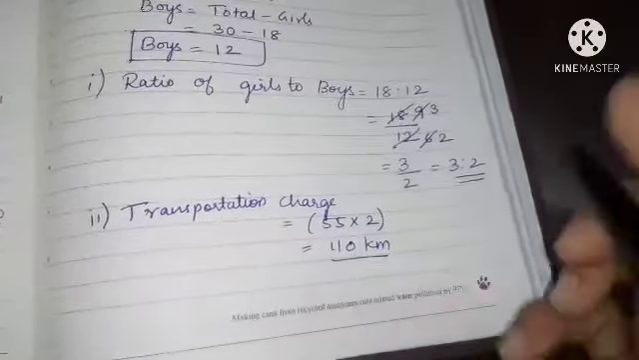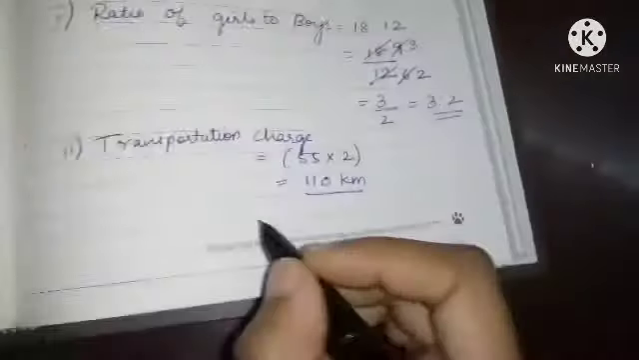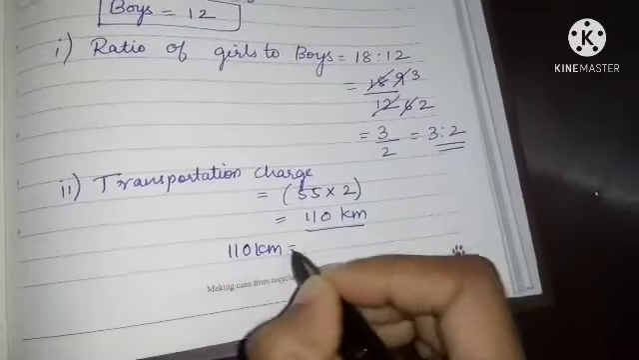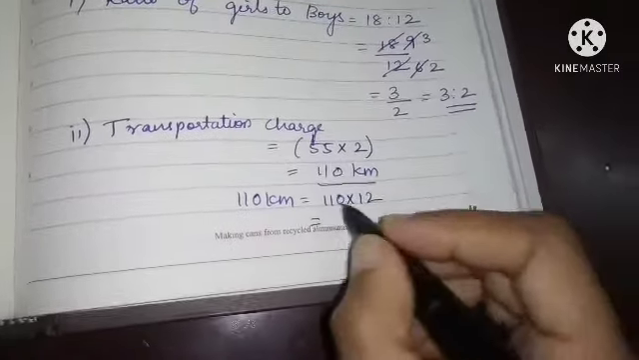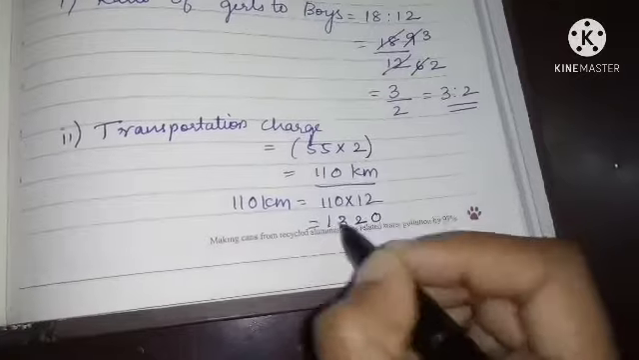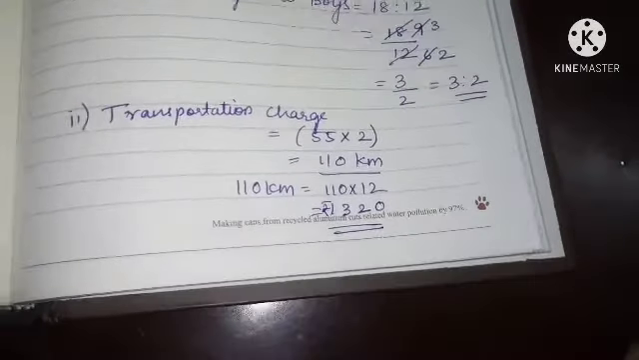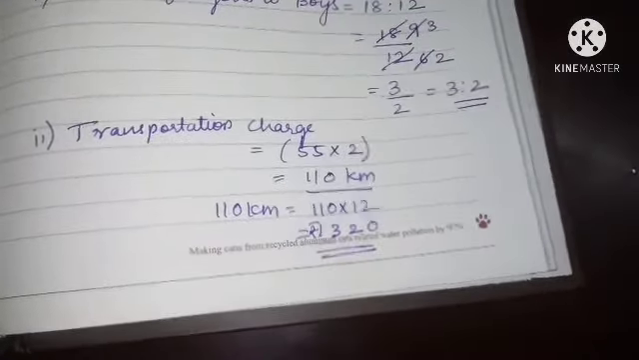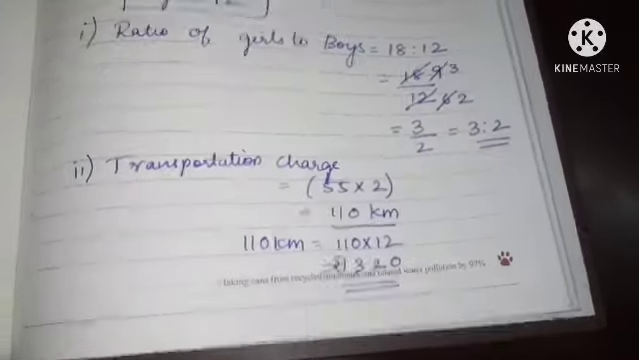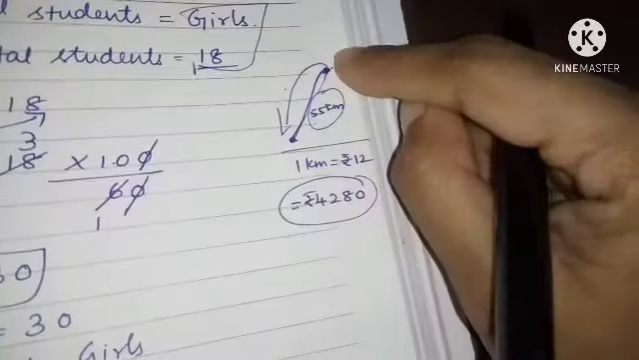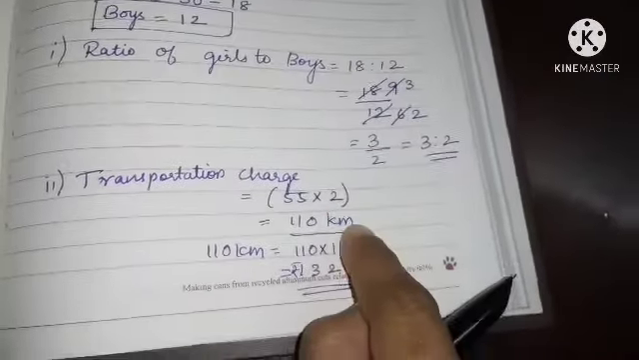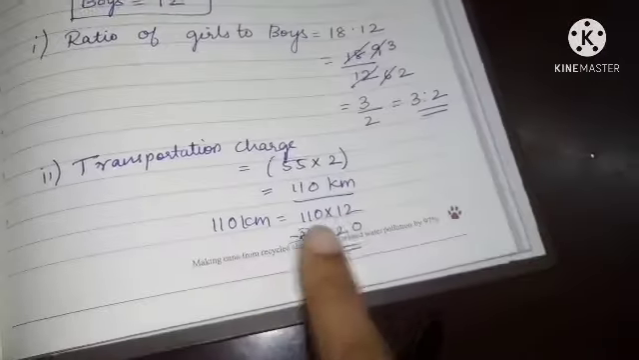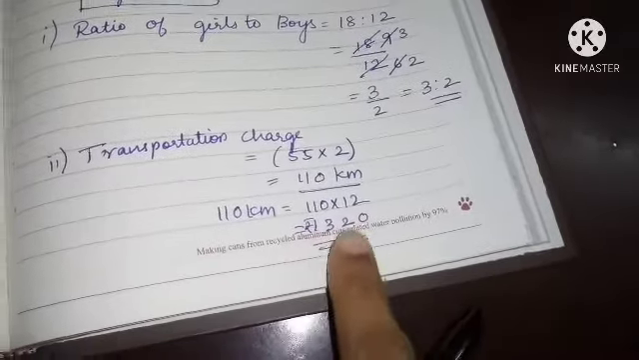For 1 kilometer, 12 rupees. So for 110 kilometers, 110 into 12, which is nothing but 1320. So 1320 rupees is needed for the transportation charge. Did you understand? Going 55 kilometers, coming 55 kilometers, 55 into 2 is 110 kilometers. For 1 kilometer 12 rupees means for 110 kilometers, 110 into 12, which is 1320.